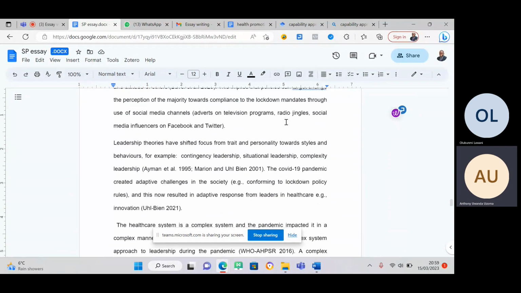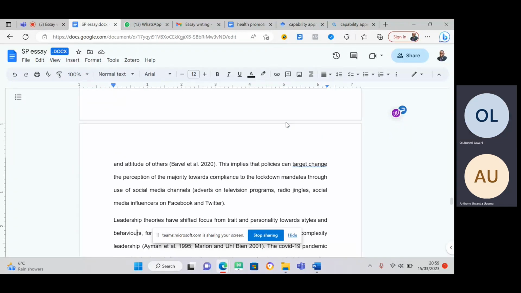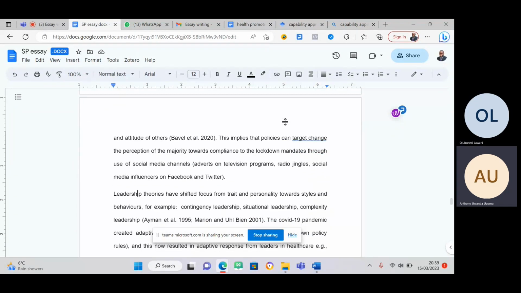How then am I supposed to write about leadership? Remember, the aim is with application to leadership. If you miss that leadership part, you will still get low marks. So look at your learning outcomes very well. Cover all the things.